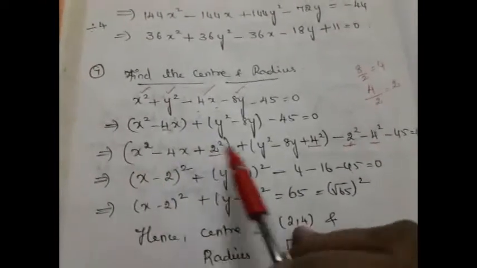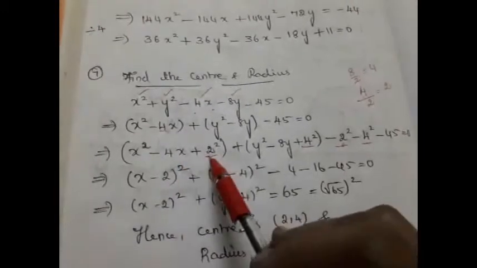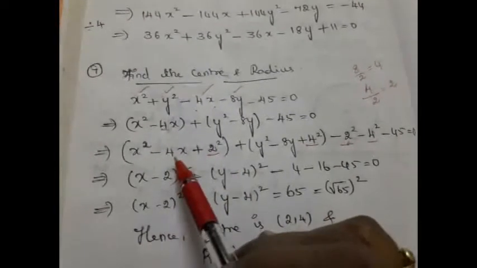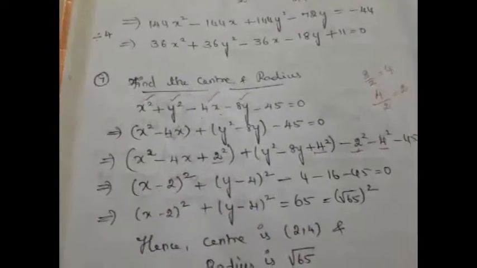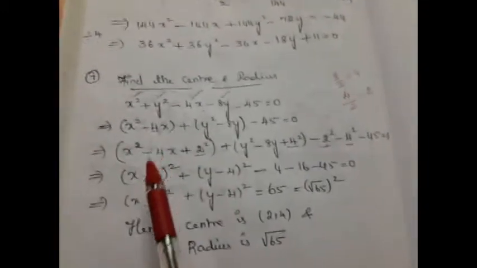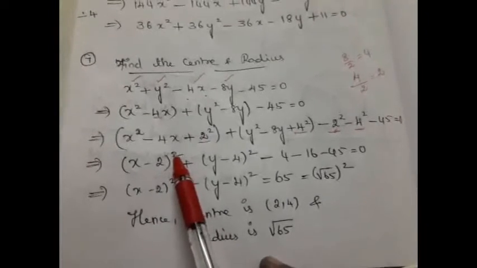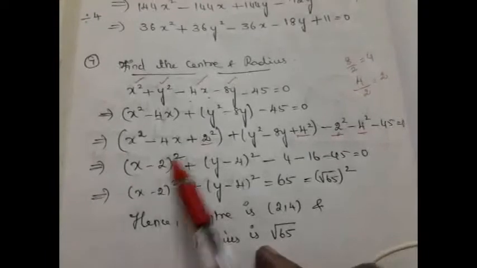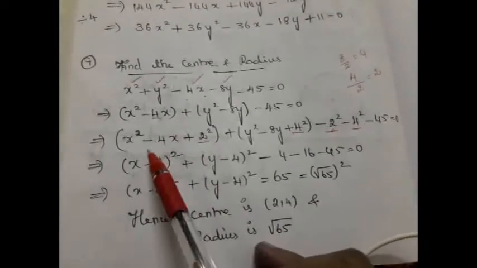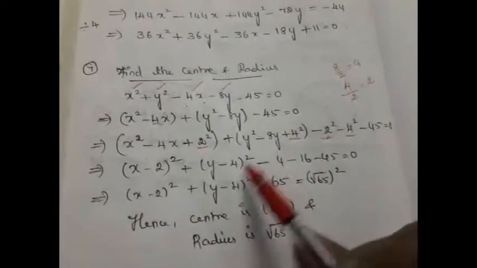See, a square plus b square minus 2ab. Because your b is 2, 2 into a is x, b is 2, so the 2ab term is 4x. So this can be rewritten as x minus 2 the whole square. Hope you got it. If you expand it using a minus b the whole square, we will get a square plus b square minus 2ab, 2 into x. Similarly here, a minus b the whole square, so y minus 4 the whole square.